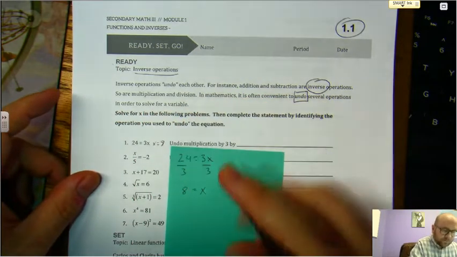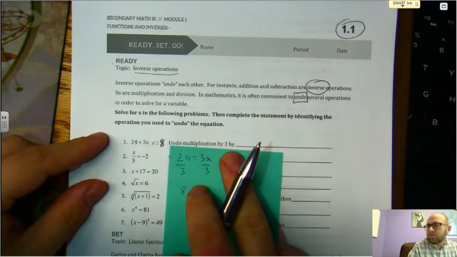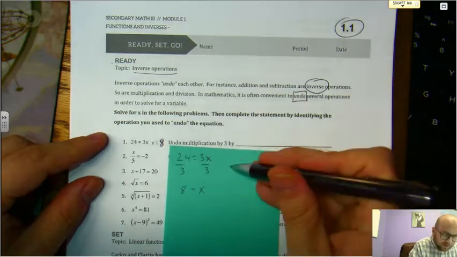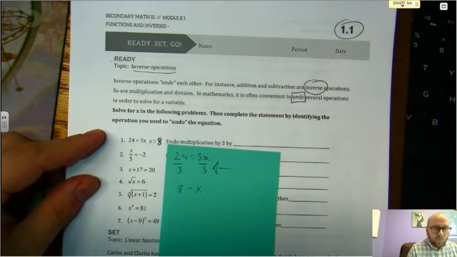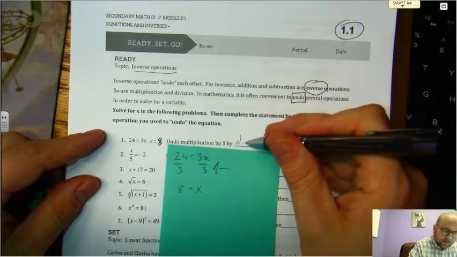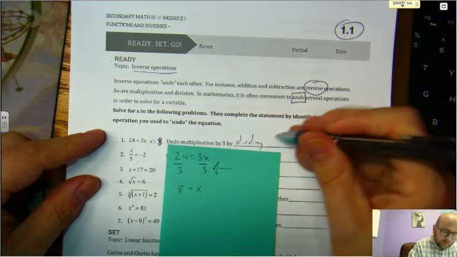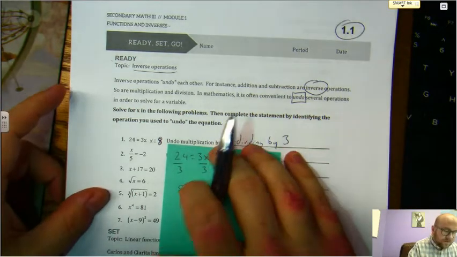But what did we do? Oh, that's an ugly looking 8. What did we do? Undo multiplication by 3 by, well, what did I do? What was this step? How would you say what this step is? Well, what I would say is by dividing by 3. Okay. Let's do the next one.